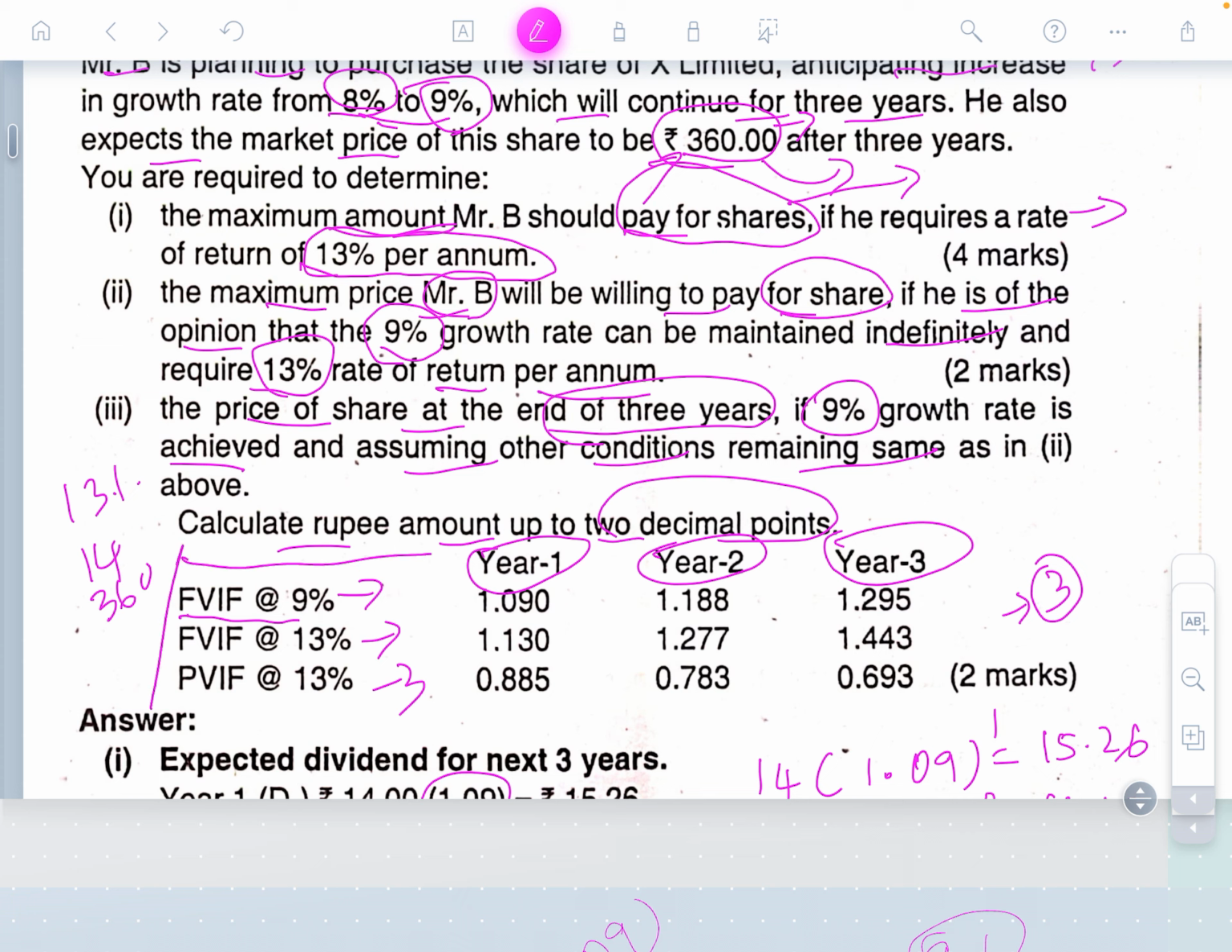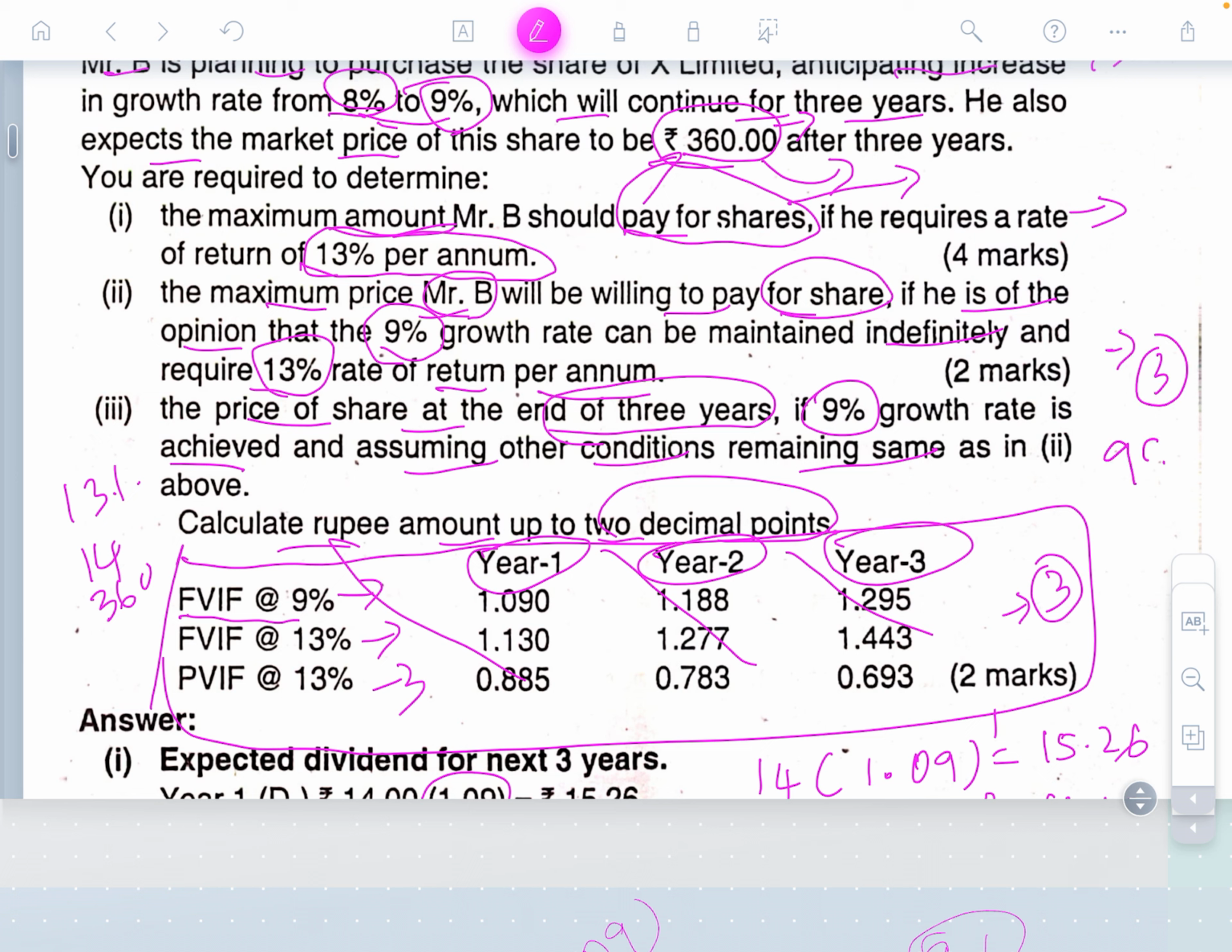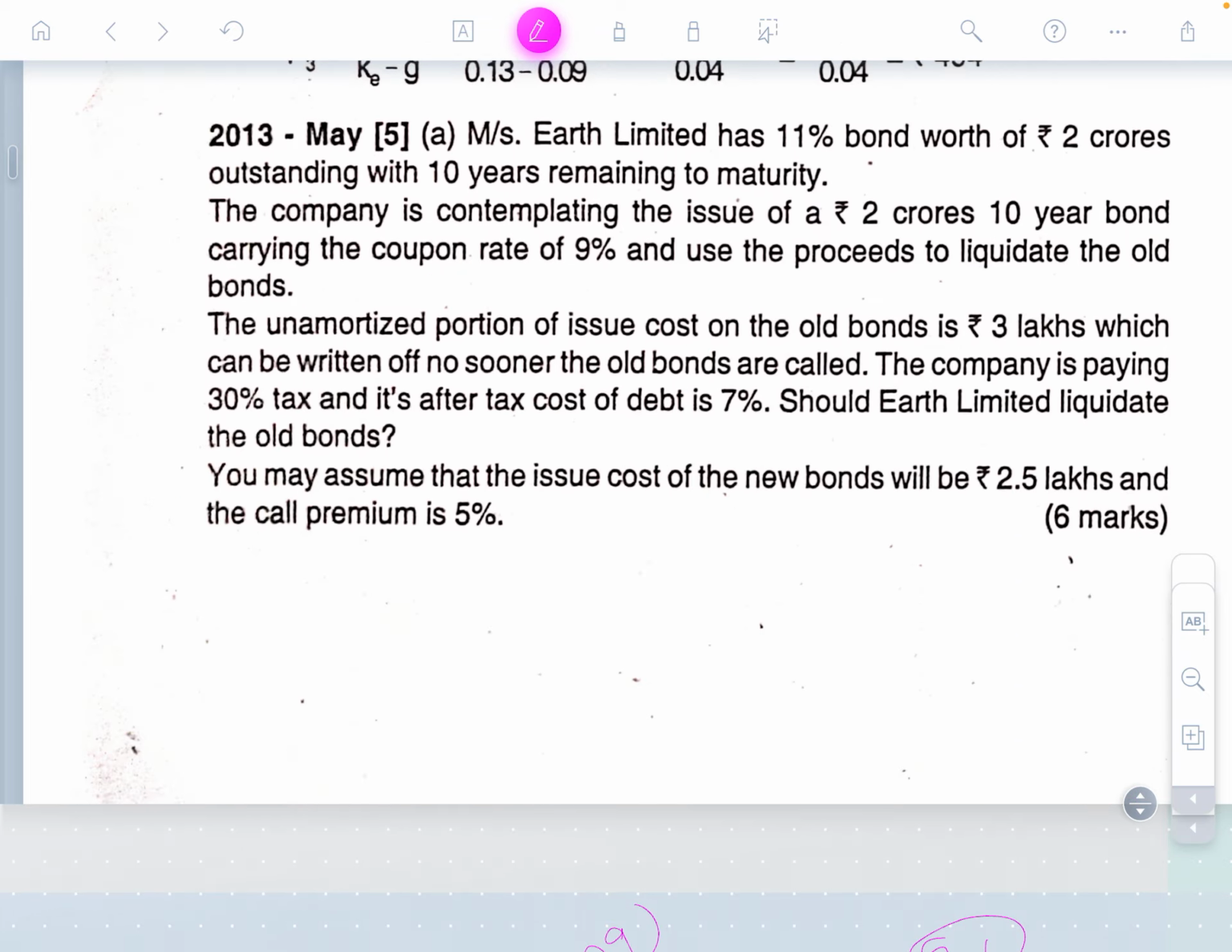This is for your condition, it's not to be considered. Calculate the price of the share at the end of 3 years. Third year end, what will be the share price if the 9% growth rate is achieved? All the remaining conditions are the same. You see.